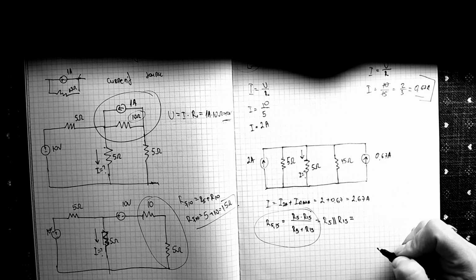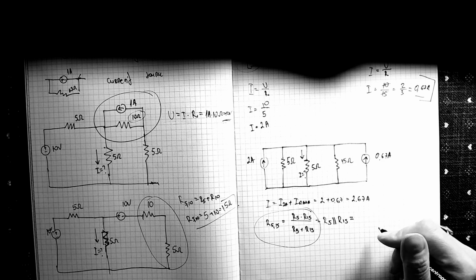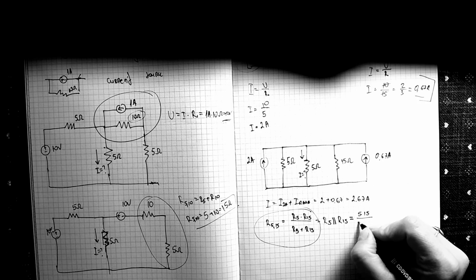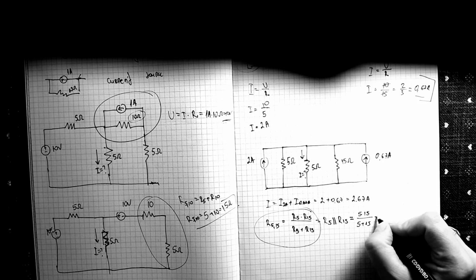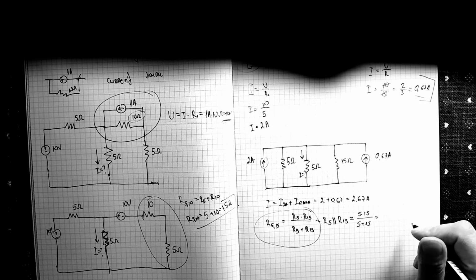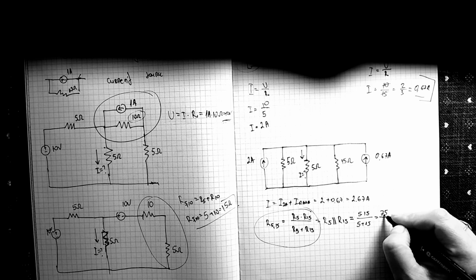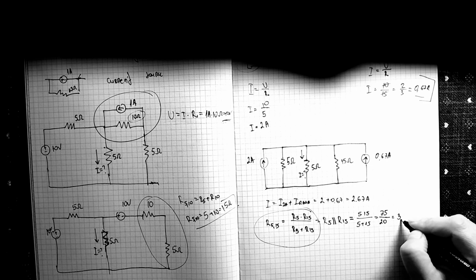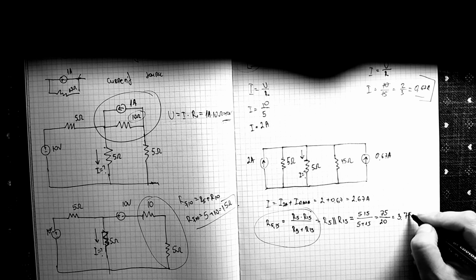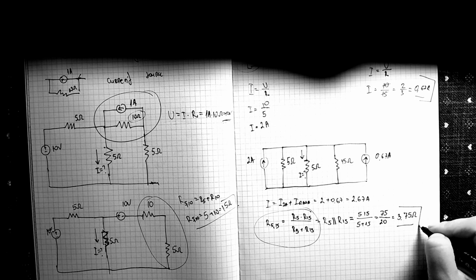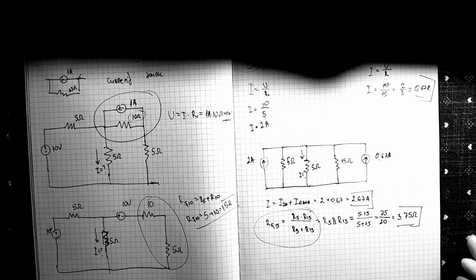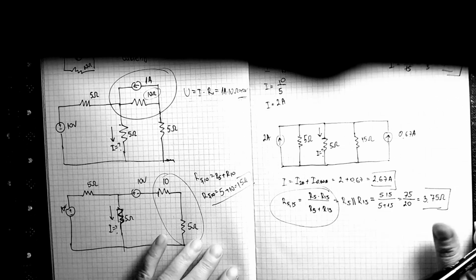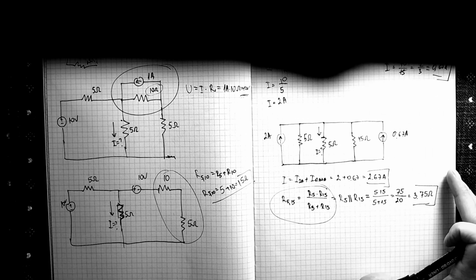What we can do here, we said it's 5 and 15: 5 multiplied by 15, divided by 5 plus 15, that will be 75 divided by 20, and the result will be 3.75 ohms. So this is our value, and now we have to redraw our circuit.